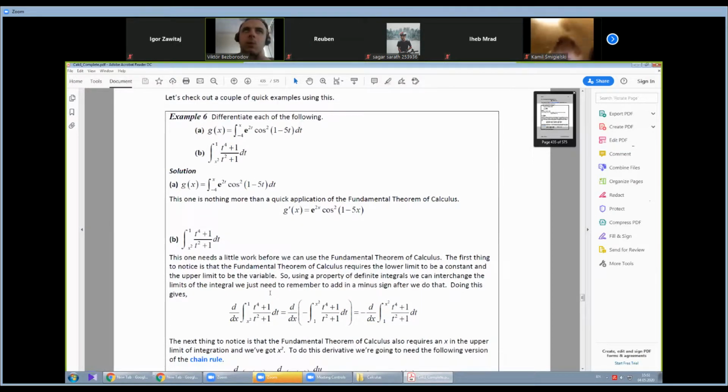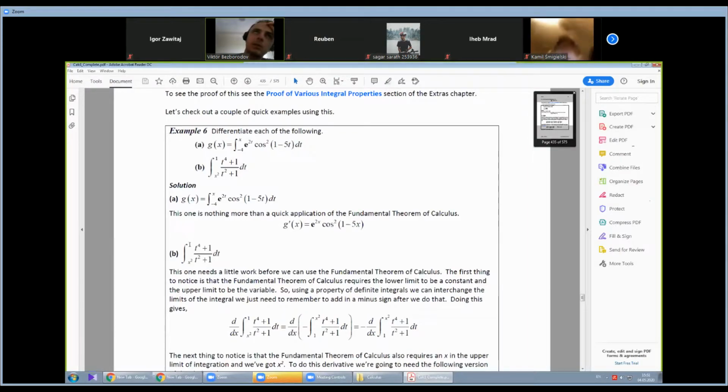So here, in example B, if it was x here and some constant here, it would be the same. But here, what you need to do is treat it as a superposition of functions, right? So you need to apply the chain rule, which we discussed a few lectures ago, a few weeks ago.